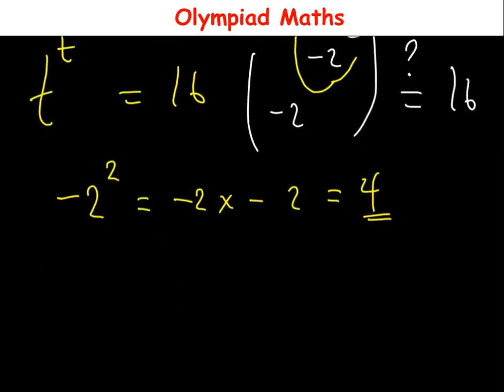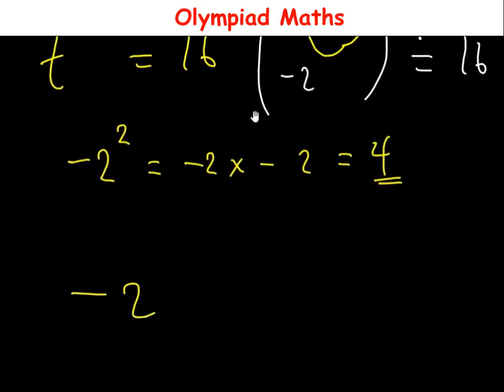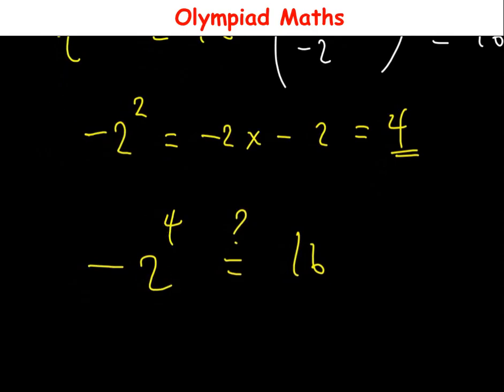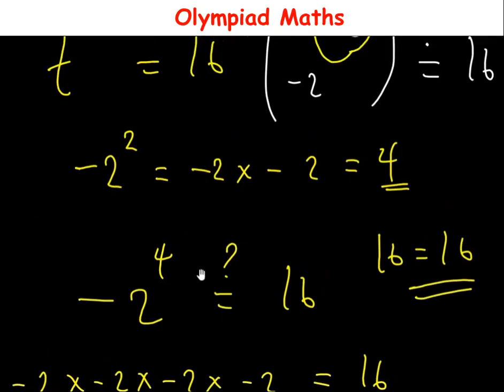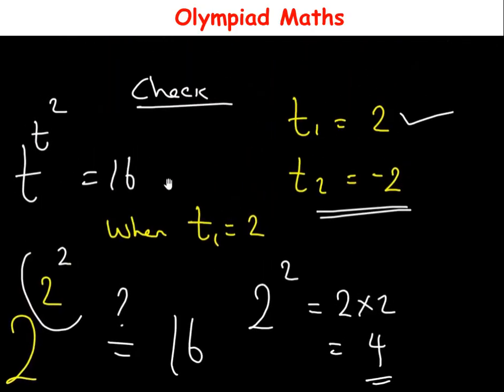Such that this becomes minus 2, then the power of minus 2 raised to power 2 is 4. So raised to power of 4, does this equal 16? Now minus 2 all raised to power 4 is minus 2 in 4 places: minus 2 times minus 2 times minus 2 times minus 2. Now minus times minus times minus times minus is plus. 2 times 2 times 2 times 2 is 16, and this is equal to 16. Good. So that means that the value of t2 that we got as minus 2 also is the correct solution.